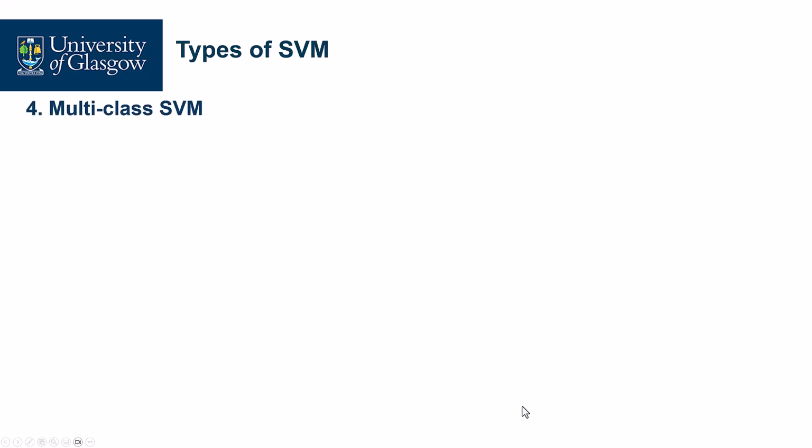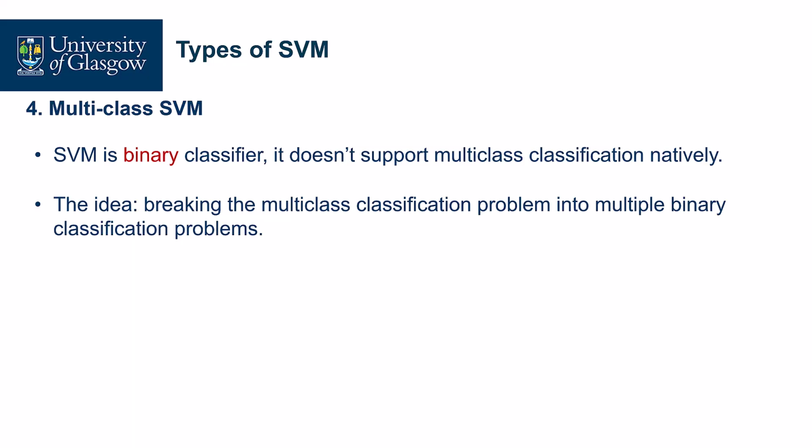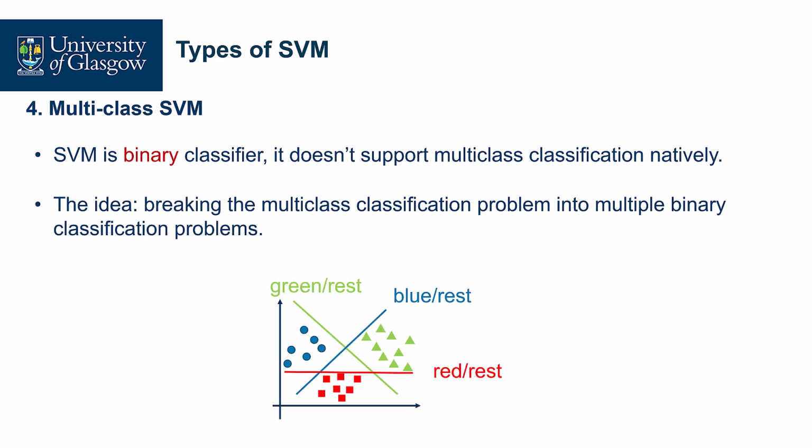The last kind is the multi-class SVM. Natively, SVM is a binary classifier. So by simply using SVM, it can't solve a multi-class classification problem. But we do have some solutions to use a binary classifier to solve multi-class classification problems. The solution is to transform it into multiple binary classification problems. So we will have 1 versus 1 or 1 versus rest. Such classifications we will discuss in later sessions.